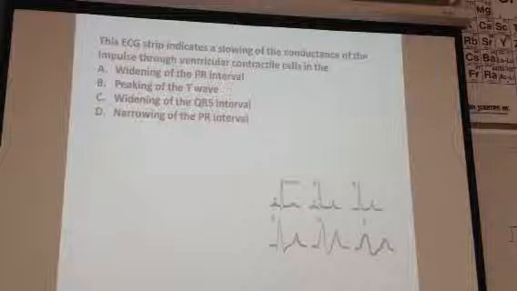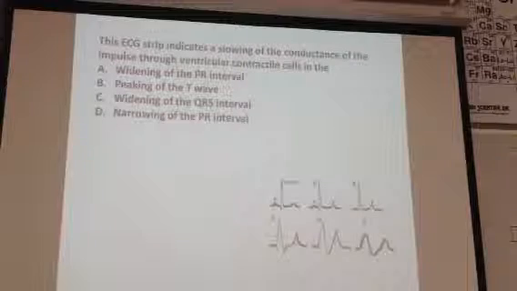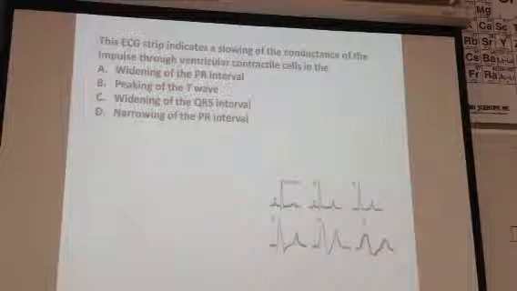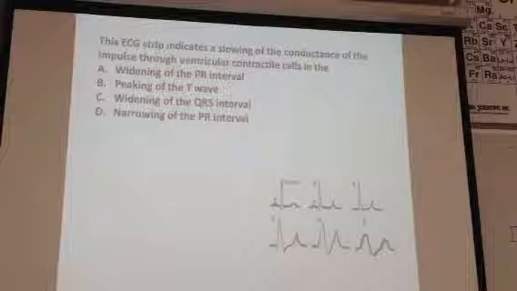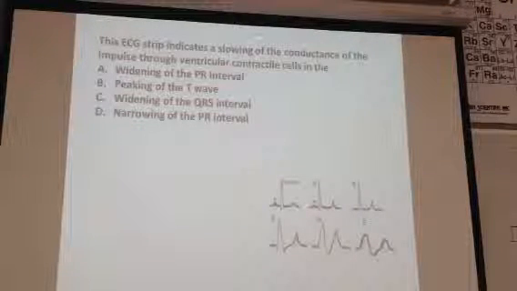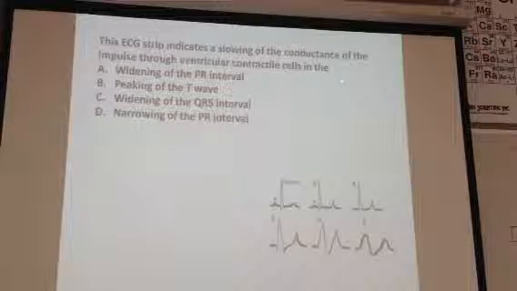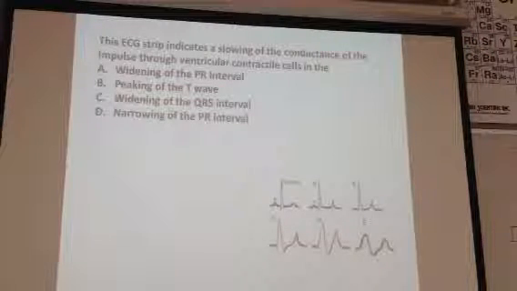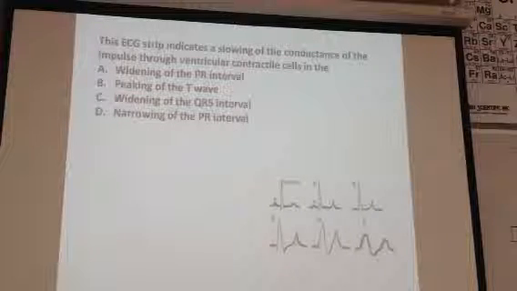What causes the QRS wave in our ECG? The ventricles are depolarizing. Ventricular depolarization, okay? And the T wave is ventricular repolarization. So if we are decreasing the time it takes to conduct the current through the ventricular cells, what's going to happen? That's depolarization, right?